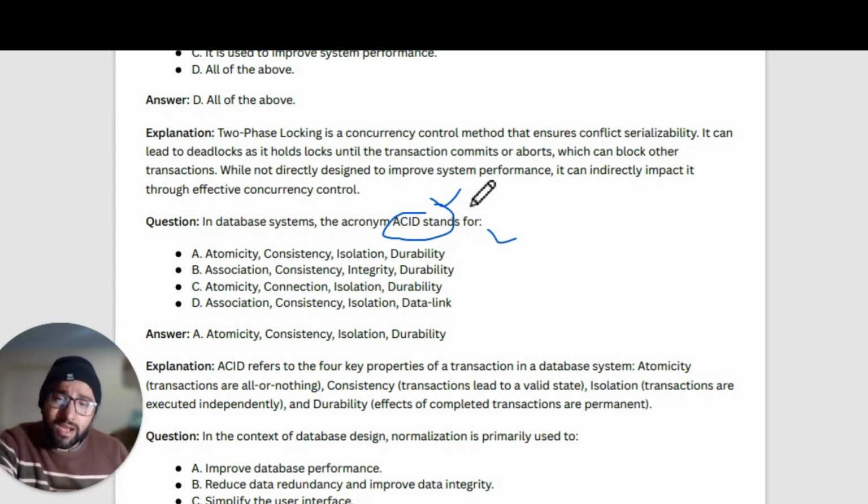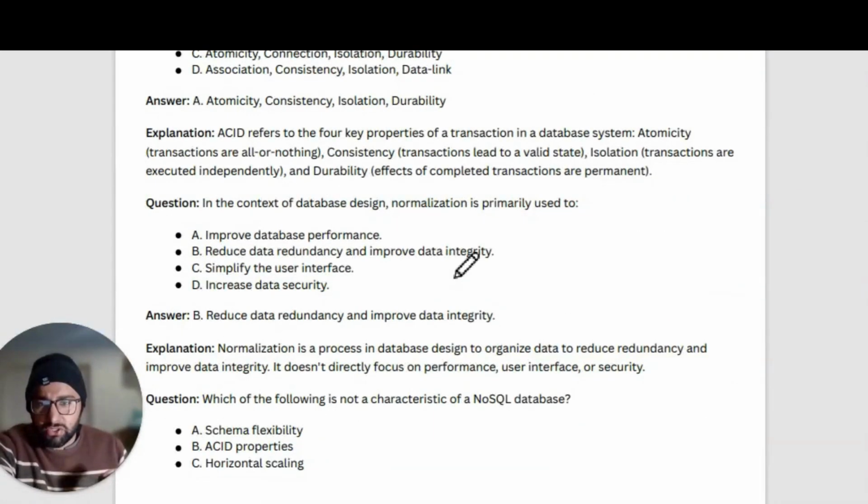And the fourth characteristic is durability, which says the effects of completed transactions are permanent. Like if you try to retrieve data for the first time, and for the second time, for the third time, for the fourth time, all these outputs are the same. They are durable, they are trustable, they are reliable. So these sorts of characteristics should be there when you are designing a database or managing a database management system.